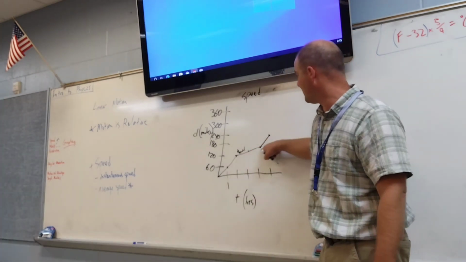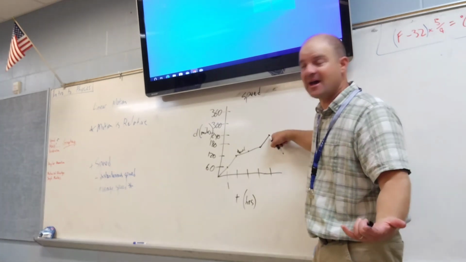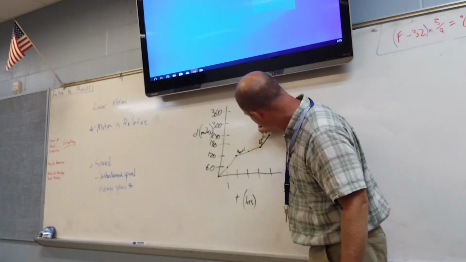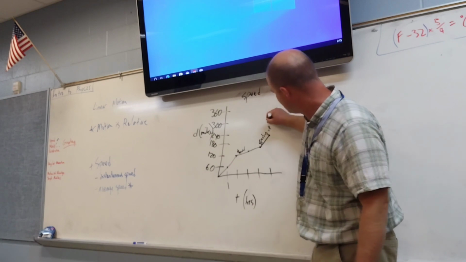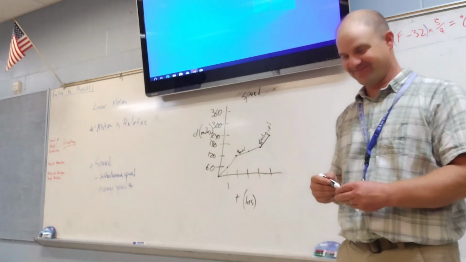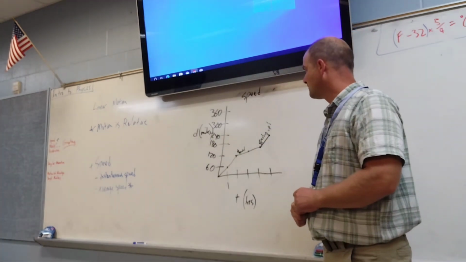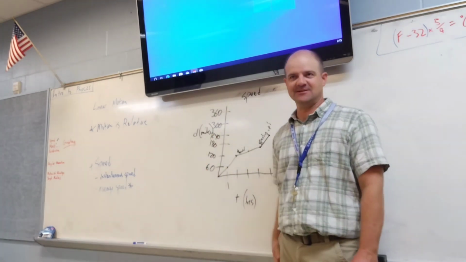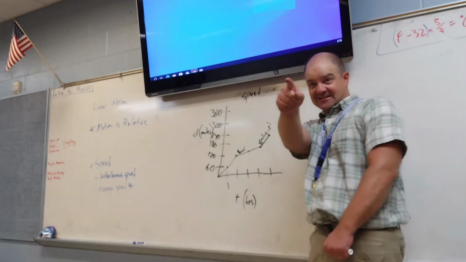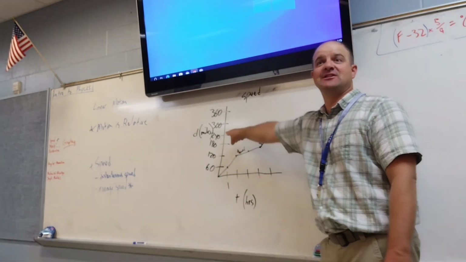I slowed down, and now I'm gonna accelerate, speeding back up again. Say that we were at 180 miles per hour. We could never go back down to 60, because you would have already covered that distance. You can't go back down for distance.